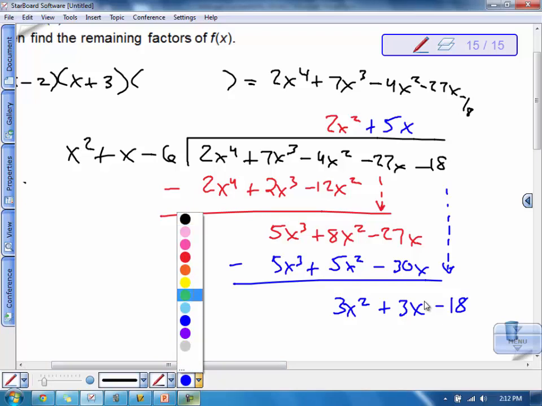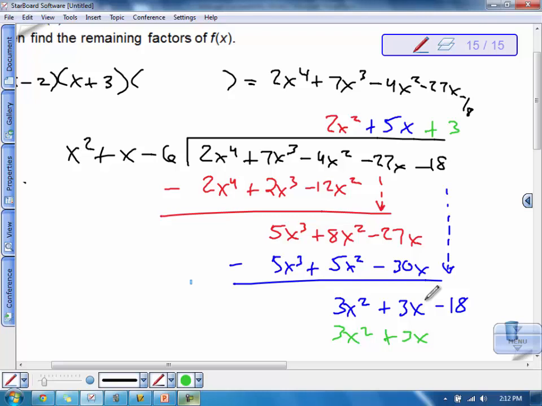Okay? And then what do I put up here to multiply by x squared to get 3x squared? That'd be 3. 3 times x squared is 3x squared. 3 times x is 3x. 3 times negative 6 is negative 18. When I subtract, I get no remainder.